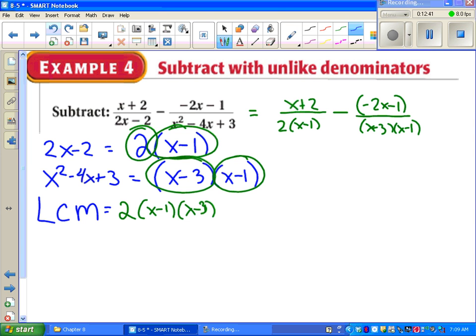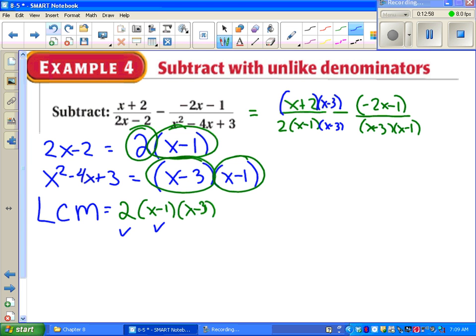Now the part that matters most. We need to make these denominators match. My first denominator already has the 2, already has the x minus 1, just needs the x minus 3. Top and bottom. I notice I'll have to do some distributing up top.